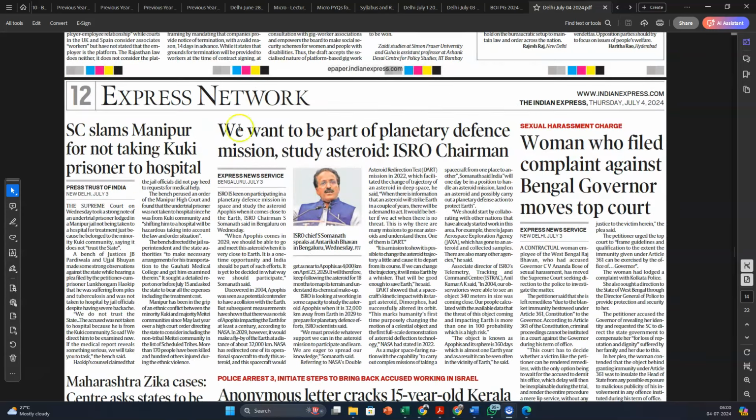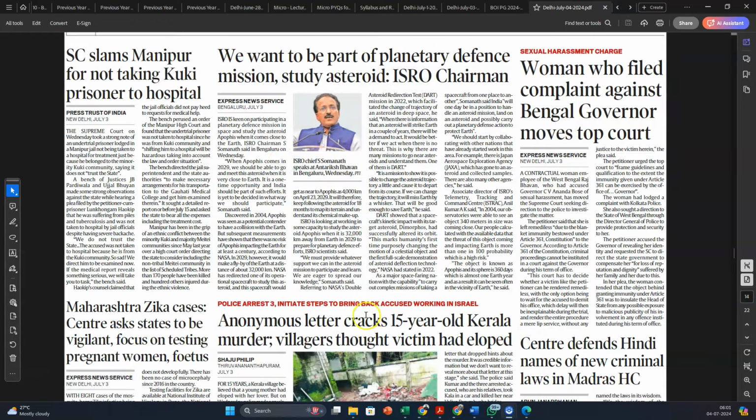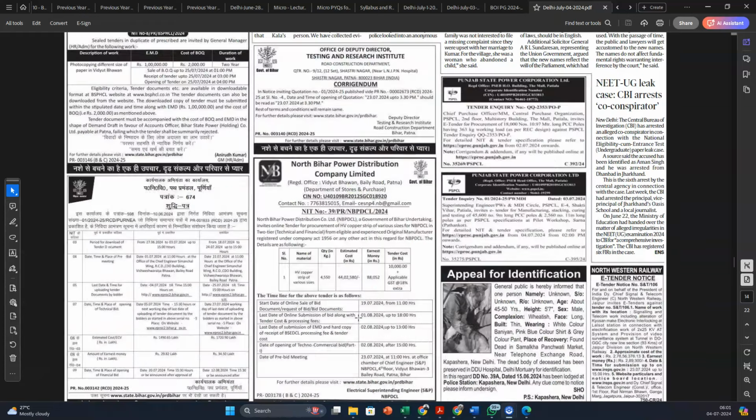Then another article: we want to be part of a planetary defense mission. There's an asteroid named Apophis, which in 2029 will pass really close to Earth, around 4,000 kilometers away. But what we have shown, and the world has shown, is that it has the ability to change the course of an asteroid if it's going to hit Earth. So this is why ISRO says that we need to be part of that particular group.